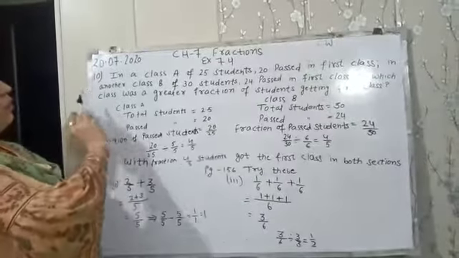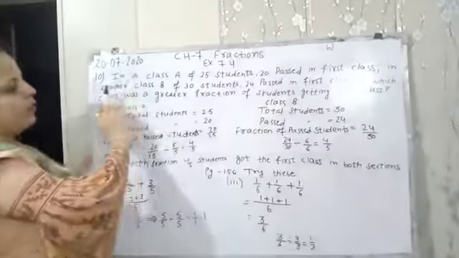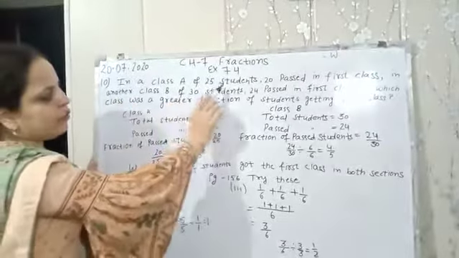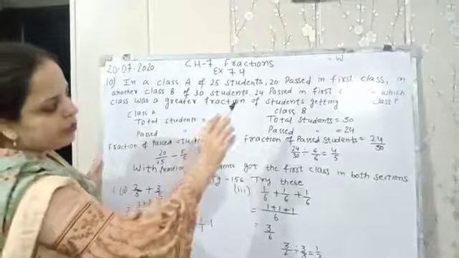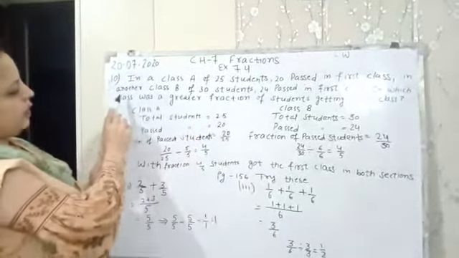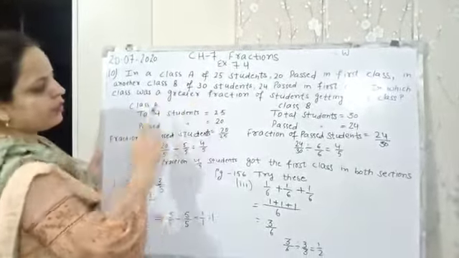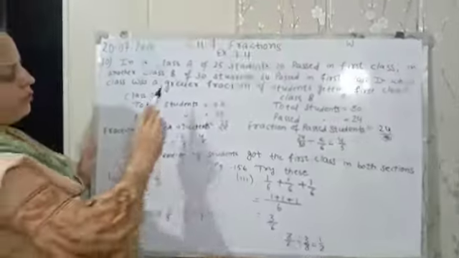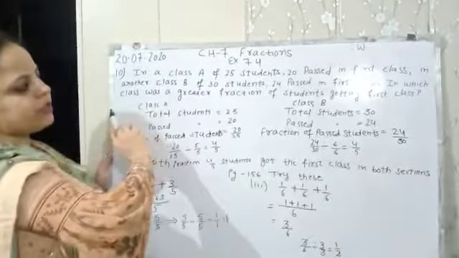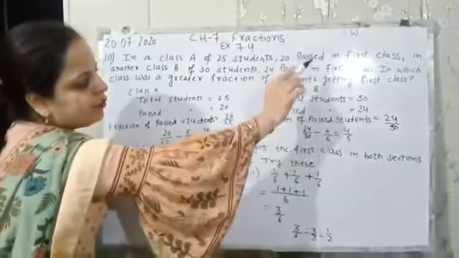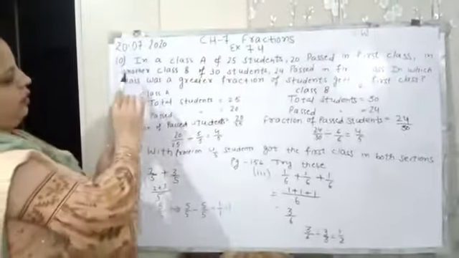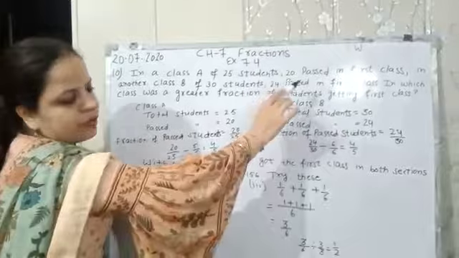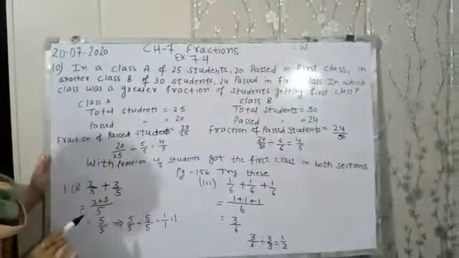Student, next is a word problem, that is exercise 7.4, question number 10. The statement is: in a class A of 25 students, 20 pass in first class, and in another class B of 30 students, 24 passed in the first class. Means in class A, total students are 25 and the students who passed with first class are 20, and in class B, total students are 30 and the students who passed with the first class are 24.